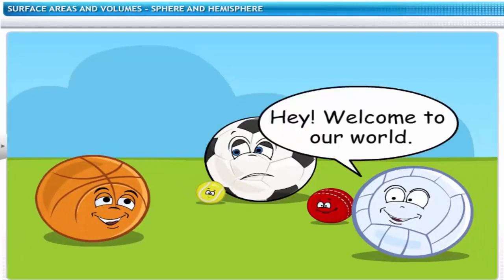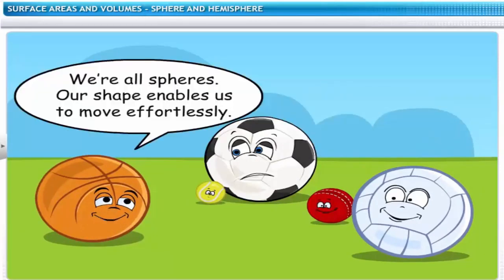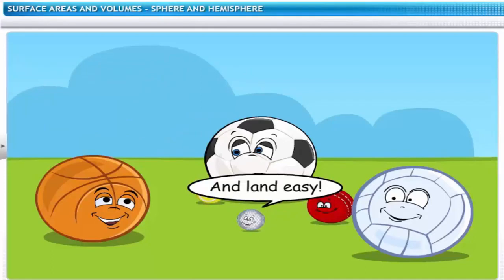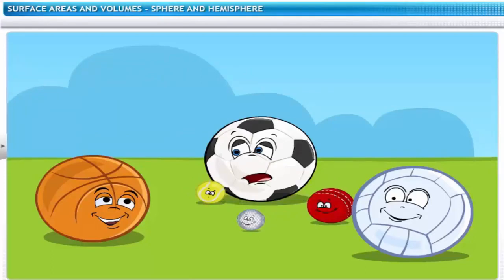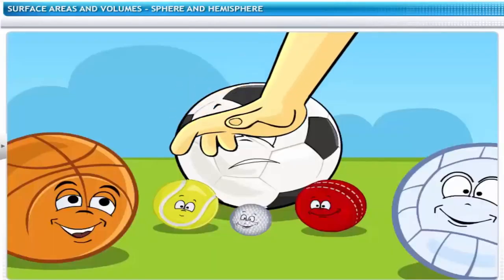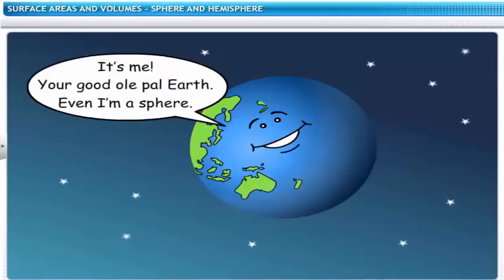Hey, welcome to our world. We are all spheres. Our shape enables us to move effortlessly and land easy. Is that why I'm kicked around? It's me, your good old pal Earth.